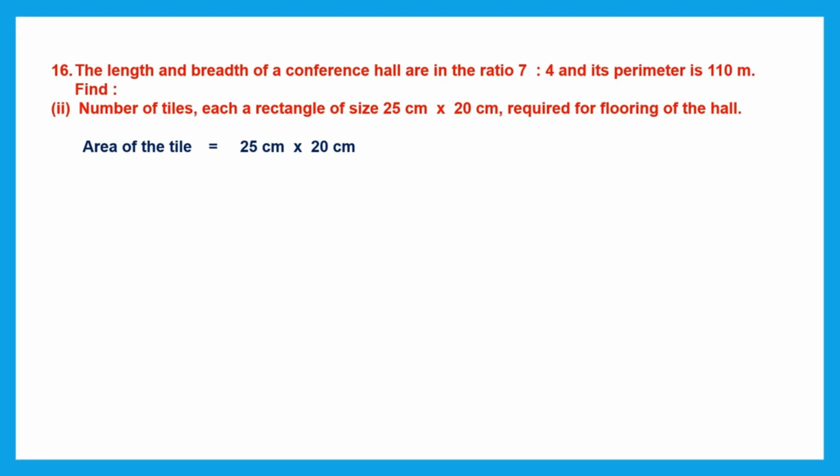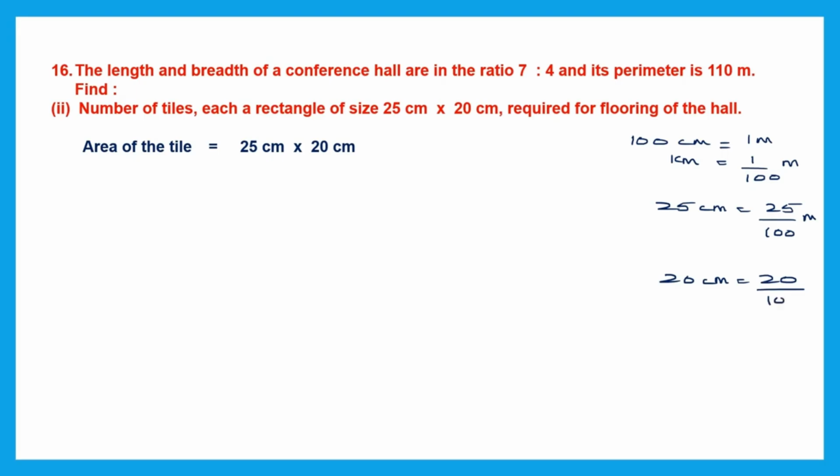So we are going to convert the centimeters into meters. So 100 centimeters, as we know, make 1 meter. So 1 centimeter will be 1 by 100th of a meter. So here we need to find 25 centimeters. That will be 25 by 100 meters. Similarly, 20 centimeters will be 20 by 100 meters. So let's substitute it here. So here let's write 25 by 100 into 20 by 100. This is the area of one tile.